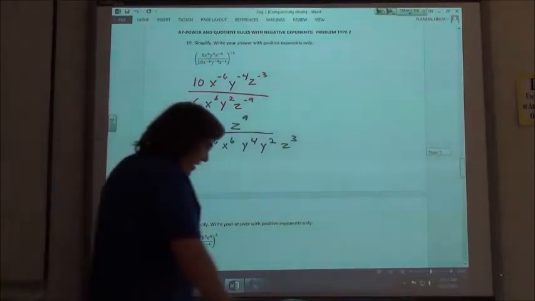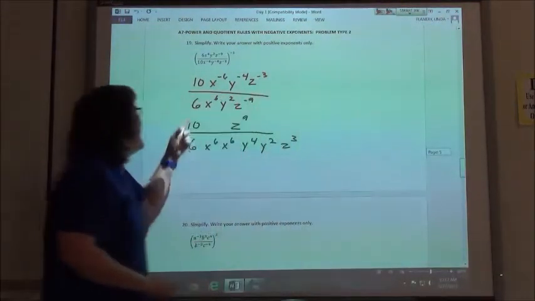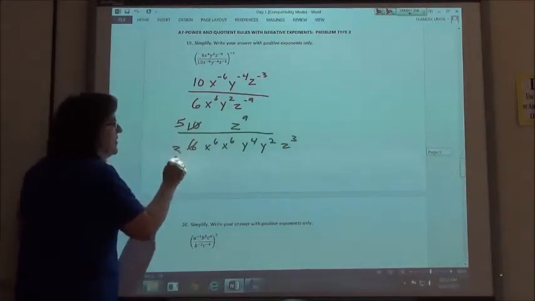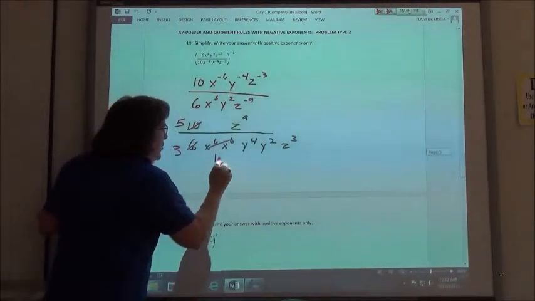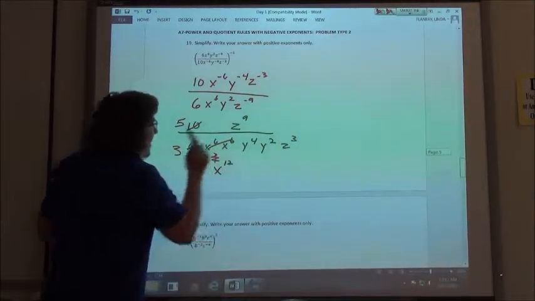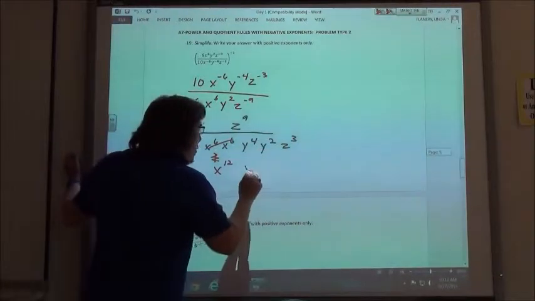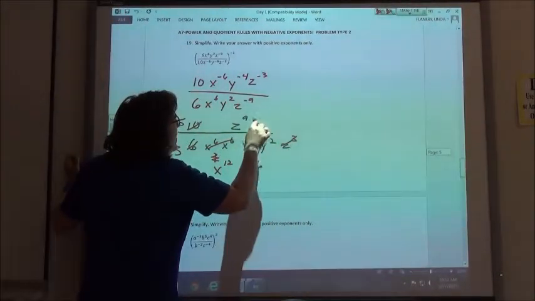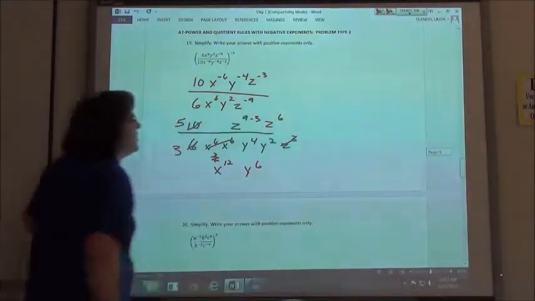So, simplifying that mess, the 10 and the 6 I can reduce down. That would be 5/3. Here I'm going to have x to the 12th. Whoops, I'm trying to write my 12 before I write my x. X to the 12th. Here I'm going to have y to the 6th. And on my z's, I can cancel out 3 of them, so a z to the 6th on the top.